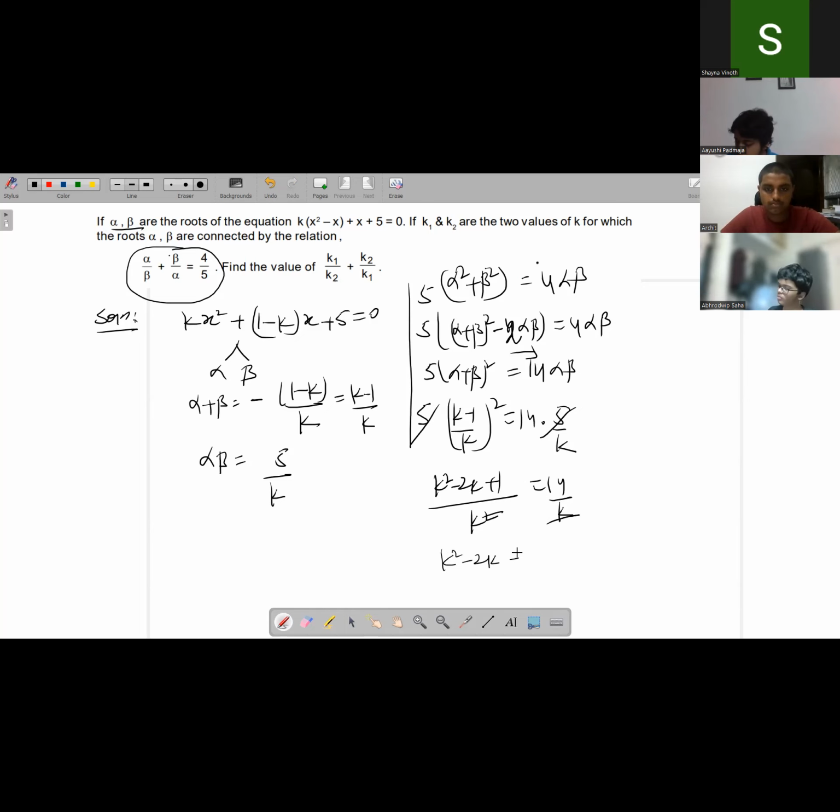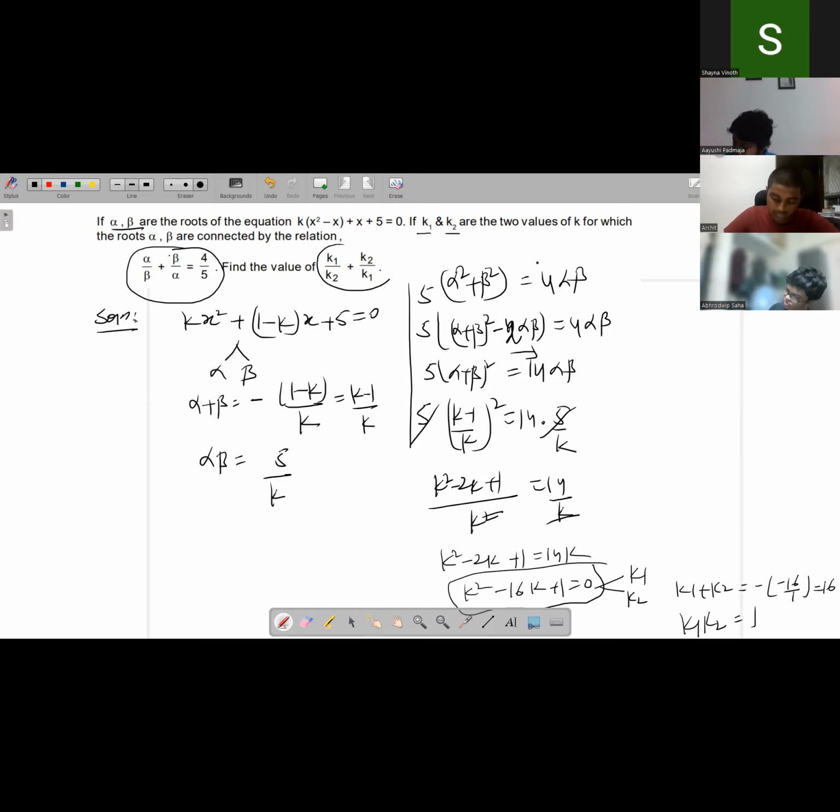So just cancel k from here. k square minus 2k plus 1 equals 14k. Bring 14k to the left. This is k square minus 16k plus 1 equals 0. Now you can see that we again have a quadratic in k. Now it is saying that k1 and k2 are the two values of k, meaning k1 and k2 are its roots. So again find k1 plus k2, the sum of the roots, that is minus b upon a. b is minus 16, a is 1. So this is 16. The product of the roots, k1 into k2, is c by a.